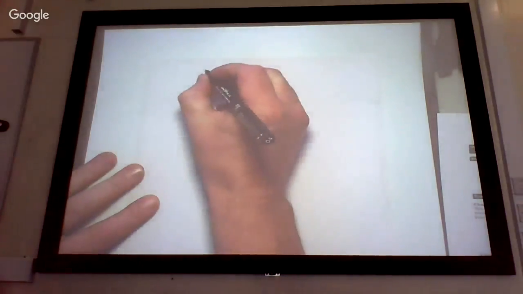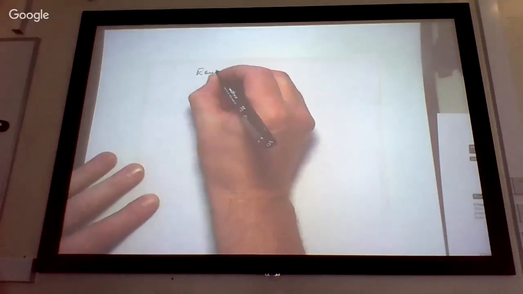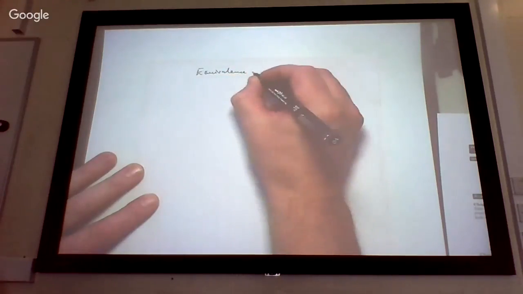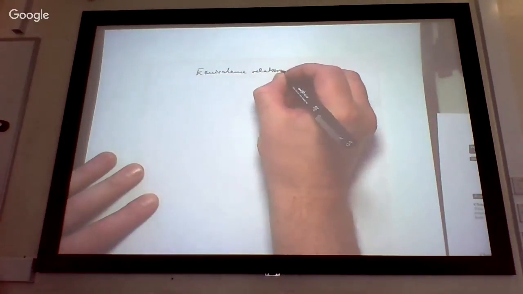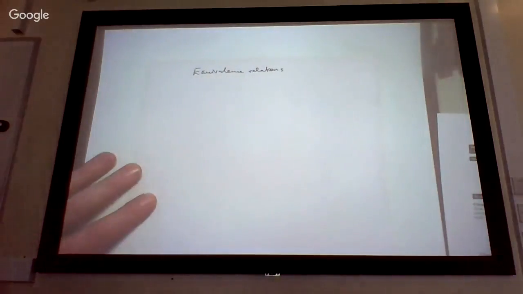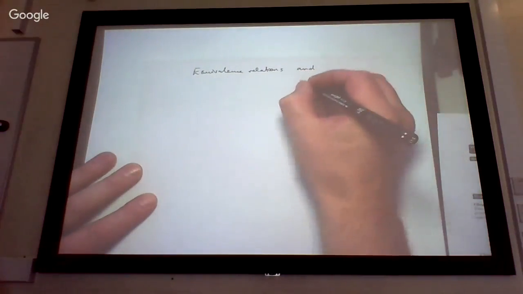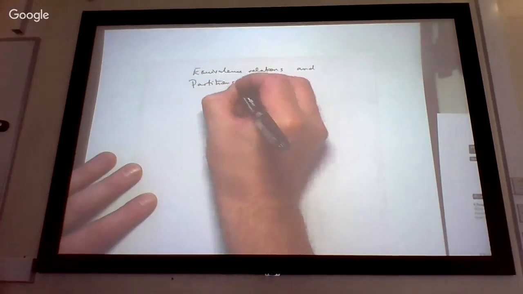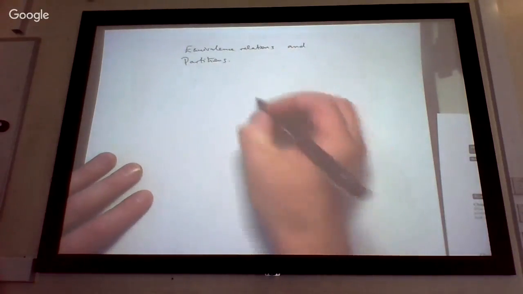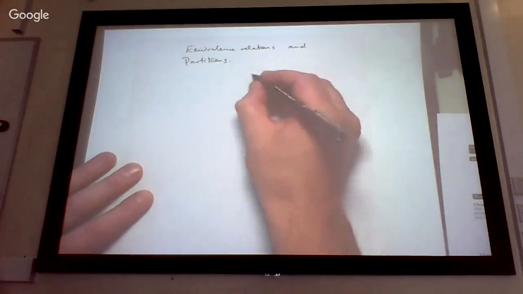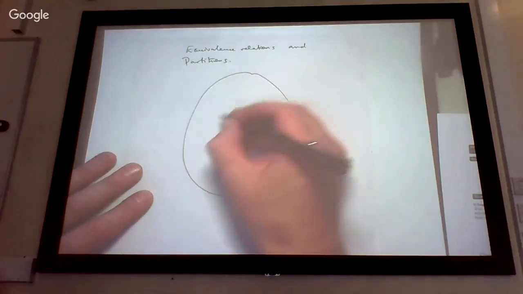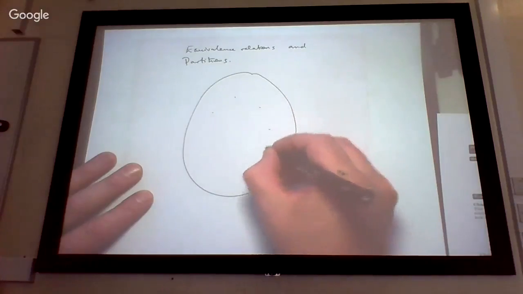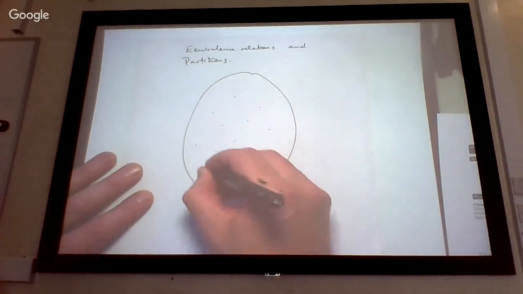Okay, so equivalence relations, and hand in hand with equivalence relations is the notion of a partition. Okay, equivalence relations and partitions. This is just going to be an extremely simple picture.